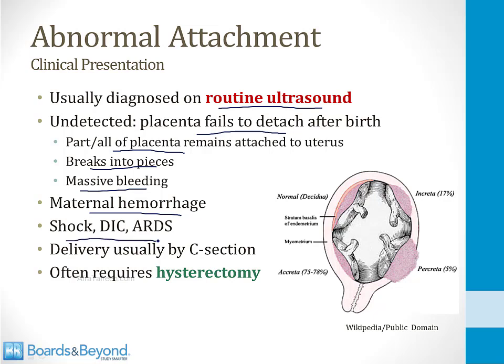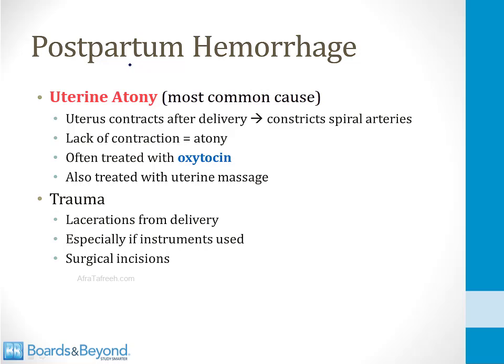And when women are diagnosed with this ahead of time, delivery is often done in a planned setting by C-section. And after delivery, a hysterectomy is often required because otherwise you can't get all that placental tissue out and the bleeding will not stop. So that's a nice segue into the general topic of postpartum hemorrhage. After a woman delivers a baby, there is often bleeding from the uterus, so let's talk about why that happens.